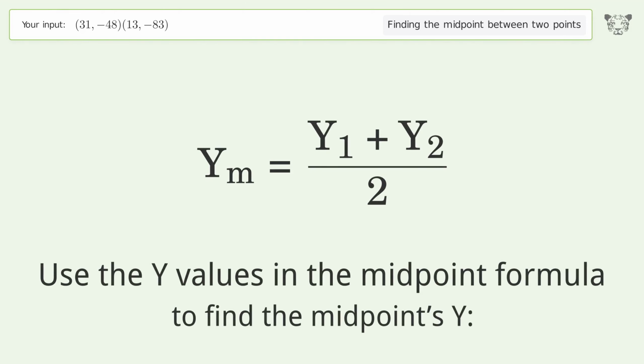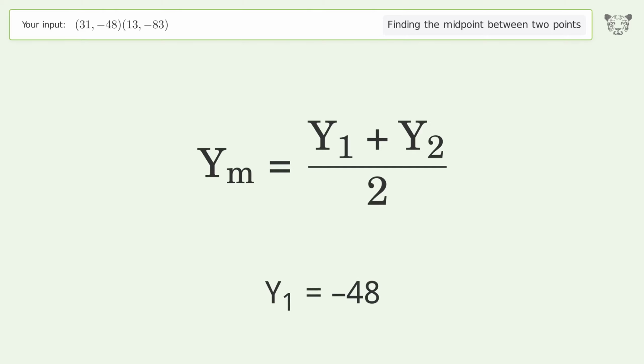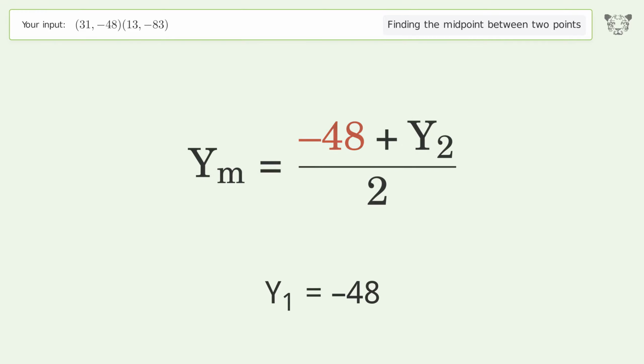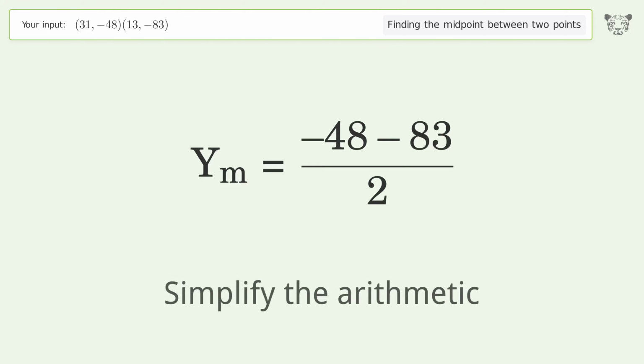Use the y values in the midpoint formula to find the midpoint's y. y1 equals negative 48. y2 equals negative 83. Simplify the arithmetic.